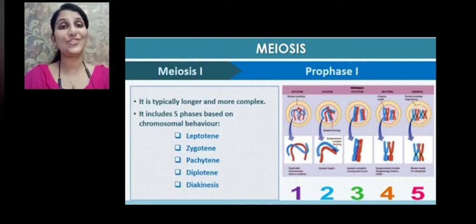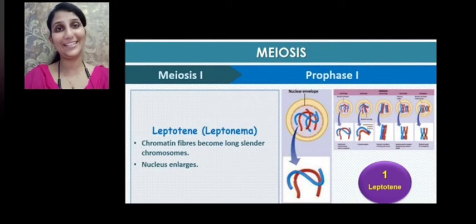So the 5 stages in meiosis are, I repeat, leptotene, zygotene, pachytene, diplotene, and diakinesis. These are the 5 stages. Let us learn in detail.